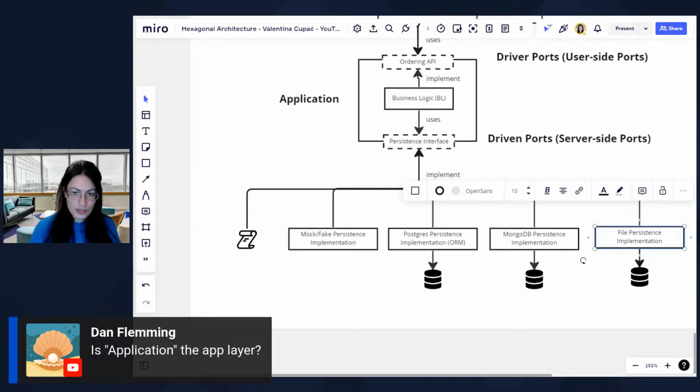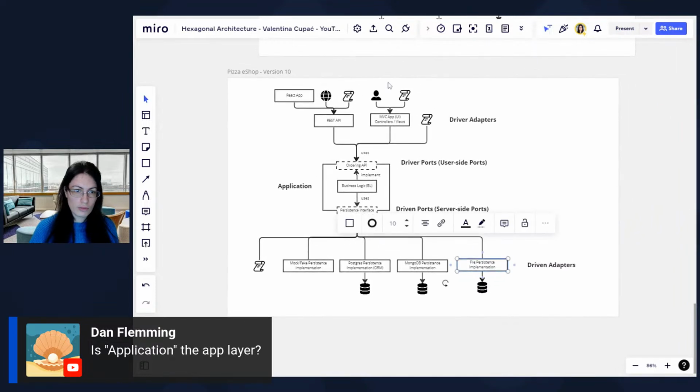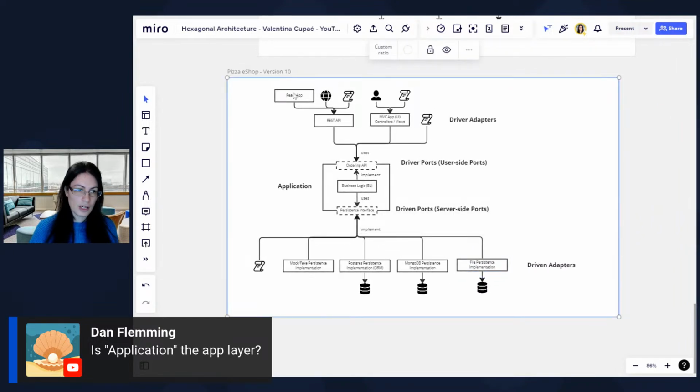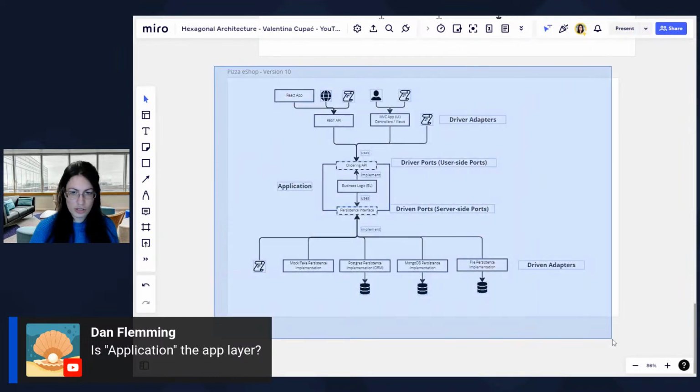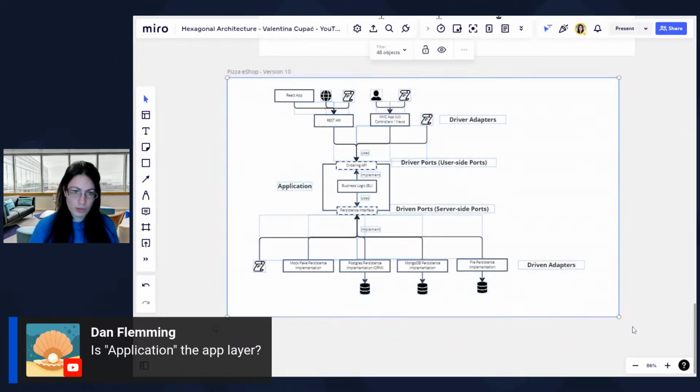Is application the application layer? This is a good question. Often there's a lot of confusion regarding the word application, and this is why I didn't even use the word application at all until the very end of this session. Many people, when you say the word application, take it to mean the whole thing. It might mean the whole MVC application or the whole React application, essentially involving everything. That's the way some people interpret it.